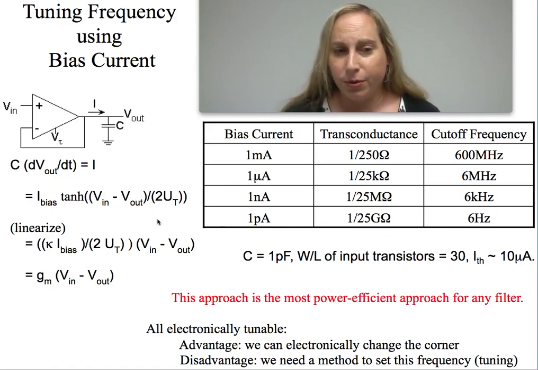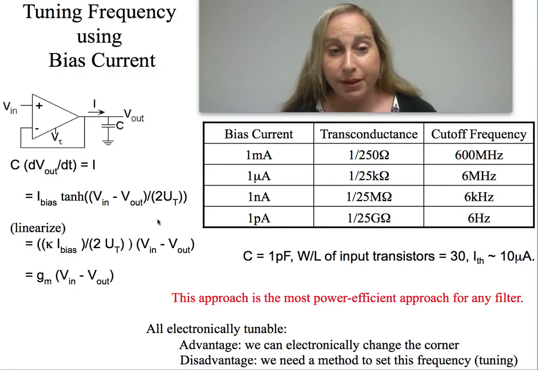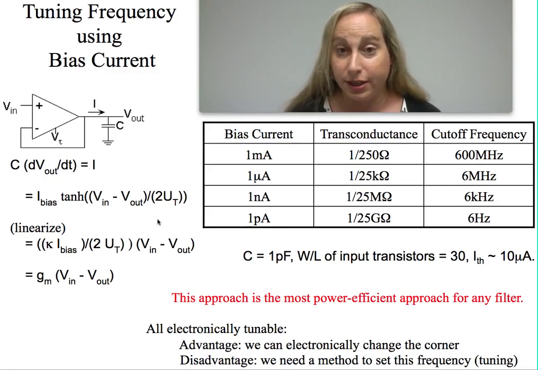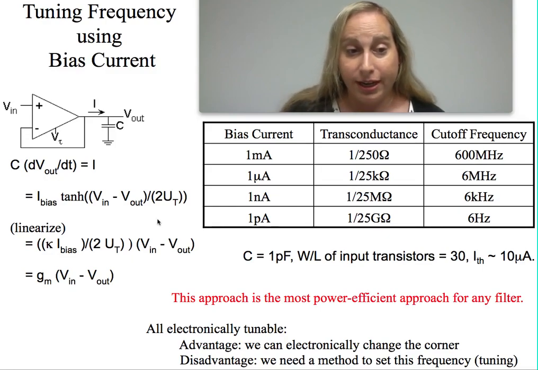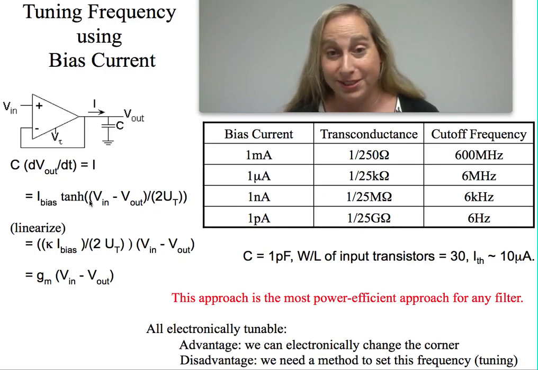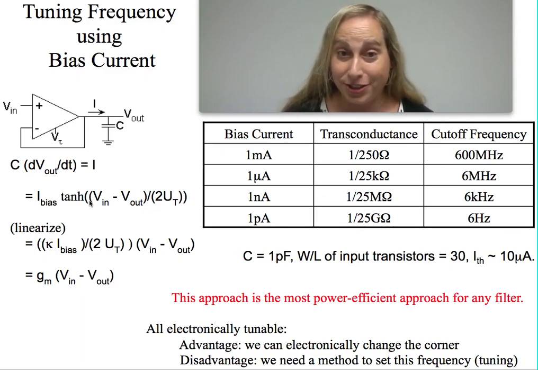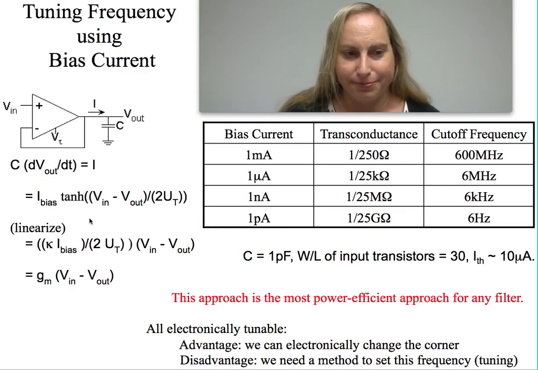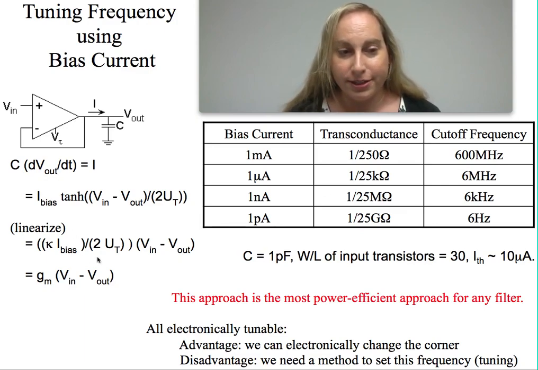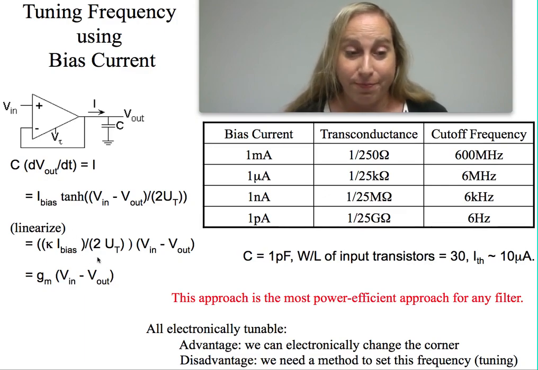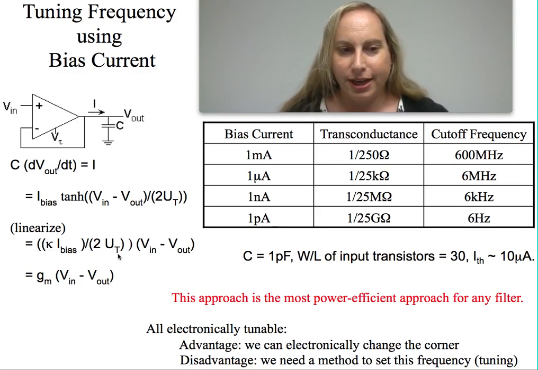Well, within a certain region, this is going to be considered linear. That's going to be typically when V in minus V out is roughly around 2 UT. Now, for a good observer, you'll notice a kappa is missing there for a good subthreshold design. My apologies. There should be a kappa sitting right there. You linearize it, and we do get to keep the kappa in the next stage. It is going to be the kappa I bias over 2 UT times the difference of the inputs.